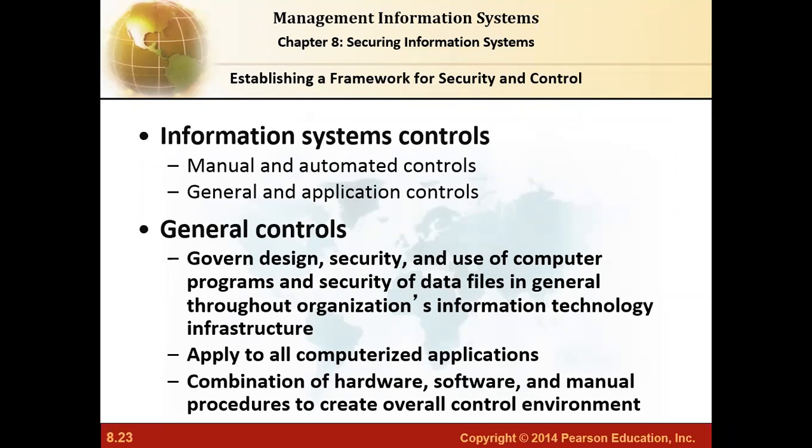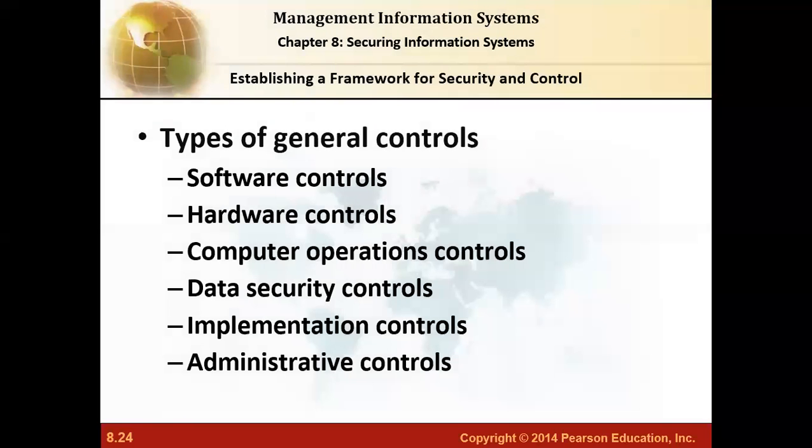Okay, and all these journal controls are in line with the organization's information technology infrastructure, and it is applicable to all applications which work over there. There is no specific criteria, it is there for everyone. It is a combination of hardware, software, and manual procedures to create an overall control environment. Every such environment might have some hardware, some software, and some manual procedures to create that particular environment. So these are called generalized controls.